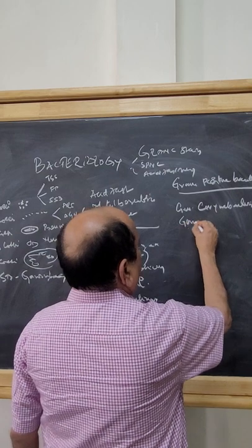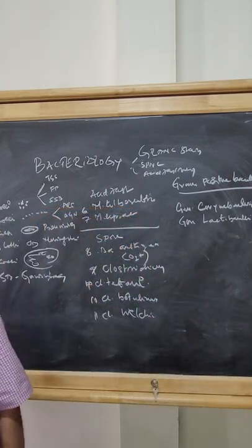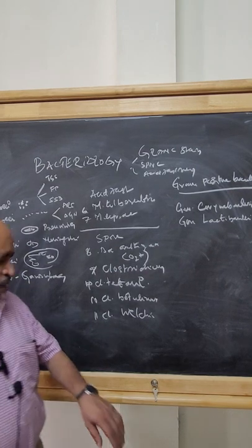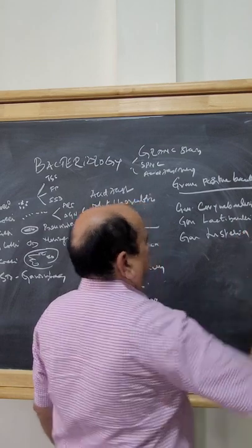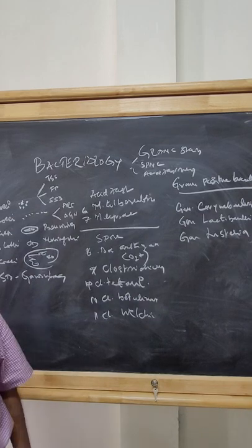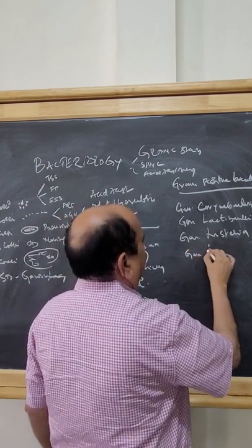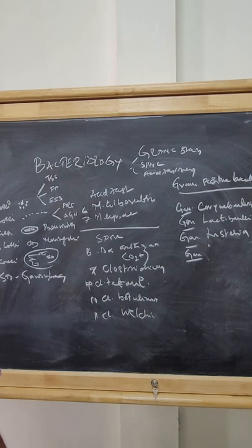Genus Lactobacilli. It is present in milk. That's why it is called Lactobacilli. Then genus Listeria. Listeria monocytogenes causes meningitis. Corynebacterium causes diphtheria. Lactobacilli sometimes causes dental caries.